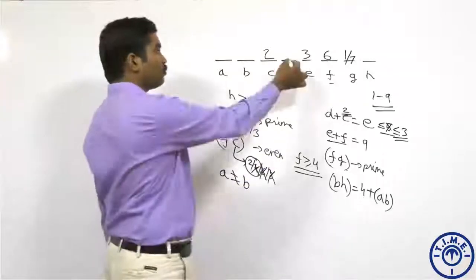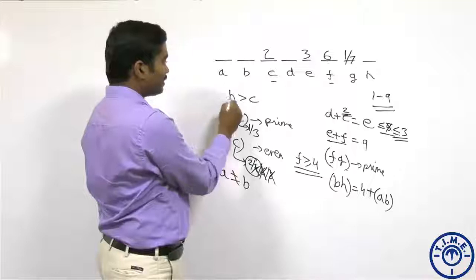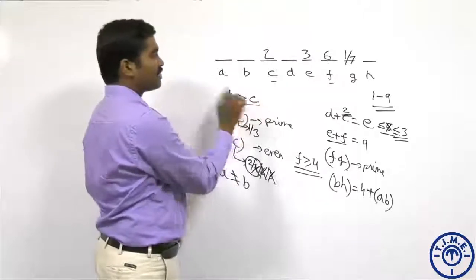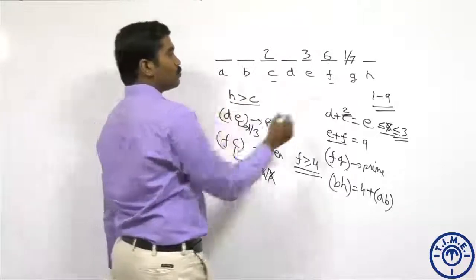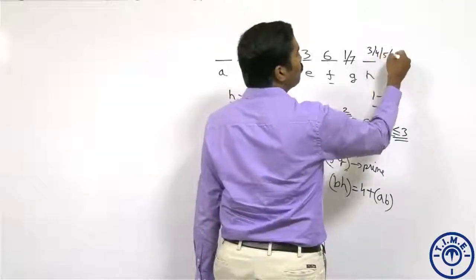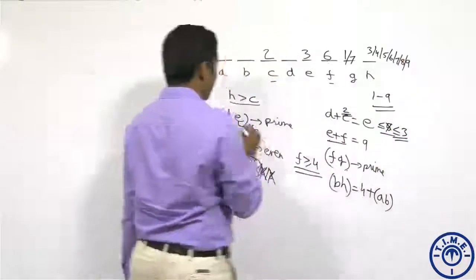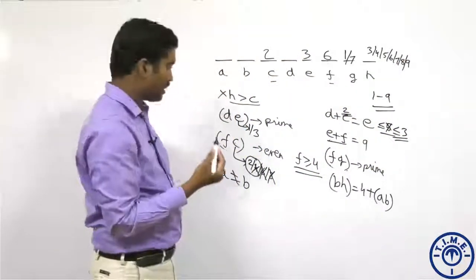Now if we come back to D, is there any way that we can see? Let's see, this condition we haven't used yet: H is greater than C. C's value is 2, so H will be anything from 3, 4, 5, 6, 7, 8, 9. So this condition we fully used. H is greater than C.